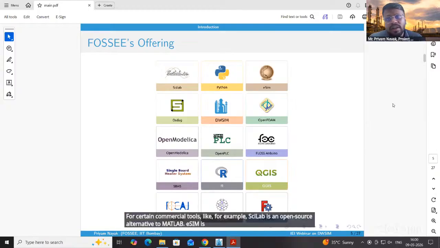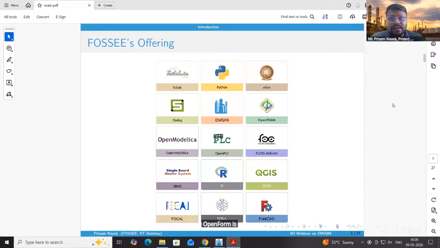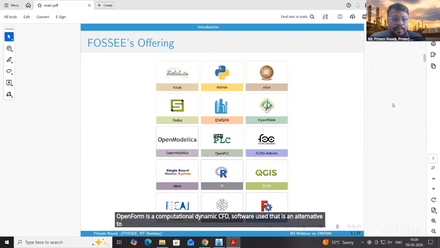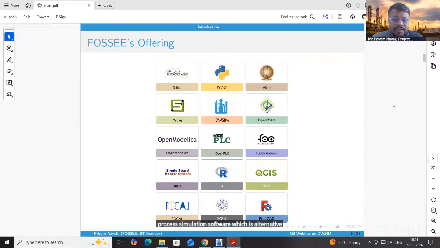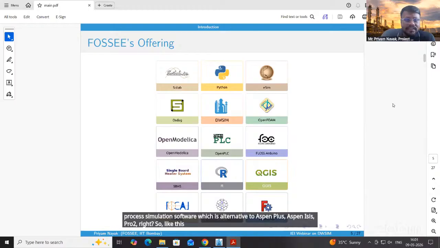eSIM is something which has been developed here at IIT Bombay. It's for electronic simulation. OpenFOAM is a computational fluid dynamics (CFD) software that is an alternative to ANSYS. OSDAC is for steel structure design, so somebody who is in civil can use OSDAC for steel structure design. DWSIM is a process simulation software which is an alternative to Aspen Plus, Aspen HYSYS, Pro/II. So these are all the different software offerings that FOSSEE has.